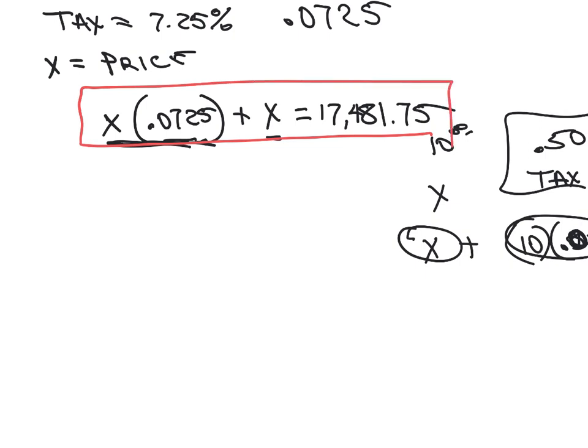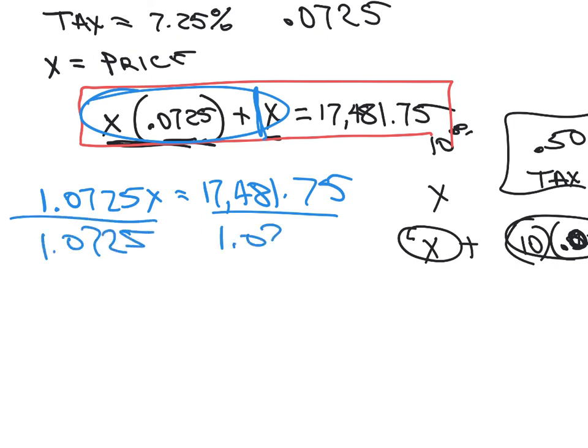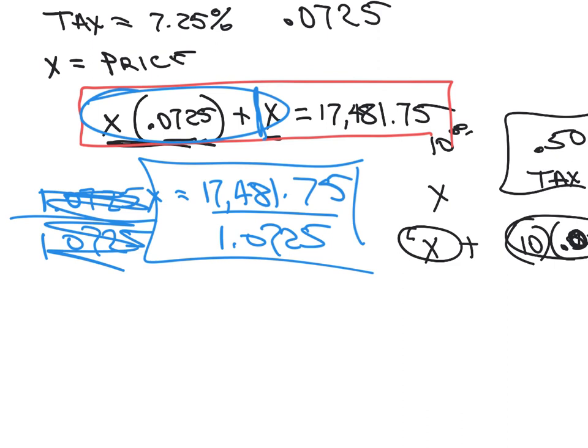So I'm going to add these two together and end up with 1.0725x, because this is 1. And that's going to equal my 17,481.75. And I'm going to divide by 1.0725. Those go away. And my x equals whatever that divides out into. And when you divide, it gives you 16,300.